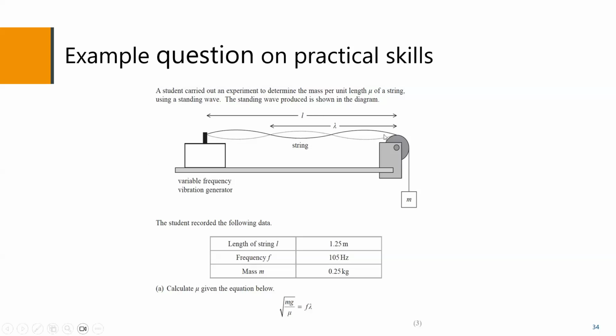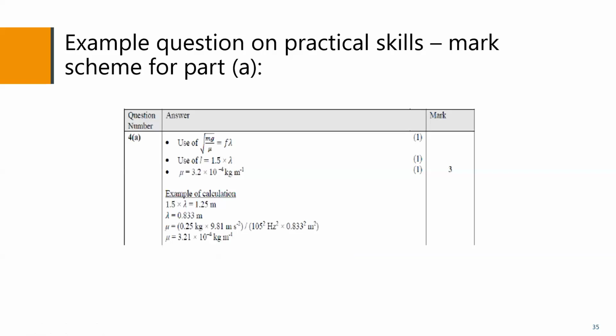A student carried out an experiment to determine the mass per unit length mu of a string using a standing wave. The standing wave produced is shown in the diagram. The student recorded the following data as shown in the table. Calculate mu, in other words, the mass per unit length of the string, given the equation below, square root of mg over mu equals f lambda. So there's an example question from a past paper. It then goes on to give the mark scheme for part A.